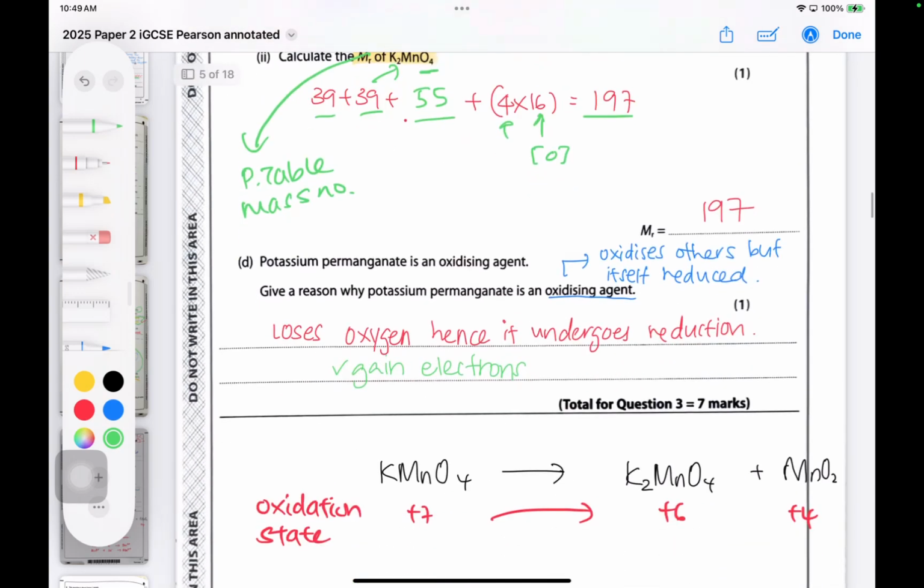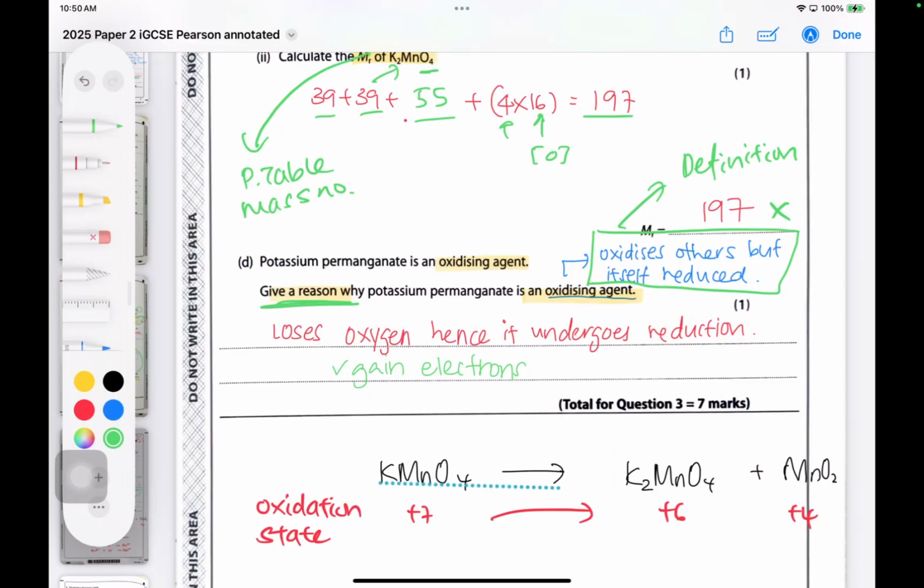Okay, finally, we are looking at the hardest question in this question 3. Telling you that potassium permanganate is an oxidizing agent. You need to give a reason why it is an oxidizing agent. So you do need to pause and ask yourself, what is an oxidizing agent? So this is the definition of an oxidizing agent. But it will not get you any marks if you write down the definition because they are not asking you to define what an oxidizing agent is. You need to prove that it is an oxidizing agent.